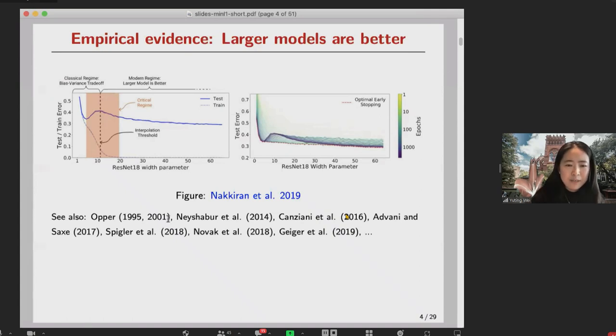For example, in this paper by Nakkiran et al. in 2019, they carried out a bunch of experiments and showed that if you plot the test error and training error as you increase the number of parameters, there's still benefit in using more and more parameters. In this plot, the training error always decreases, but the test error first blows up a little bit and then continues to decrease. This phenomenon has been observed by not only this paper, but a sequence of papers, and people observe that it's always much better to use larger models.